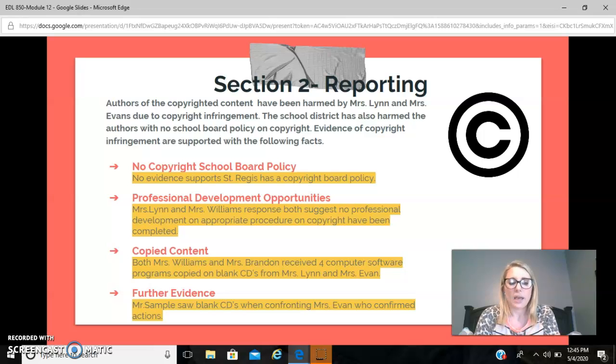Next, copied content. So 4 different computer software programs were copied illegally. The number of illegal copies is not mentioned, but I know at least third grade received the copies, so that would be at least 8 copyright infringement violations. And Mr. Sample saw the evidence of the blank CDs when he confronted Mrs. Lynn and Mrs. Evans about their actions.